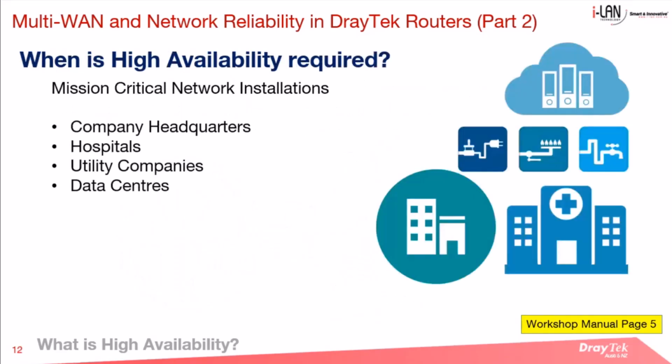When is high availability required? Basically in any mission critical network installation that requires minimum downtime, and for anyone who considers the price of a secondary router a small price to pay, redundancy is the way to go. We've become very reliant on the internet these days, and being offline for any amount of time can be very costly.